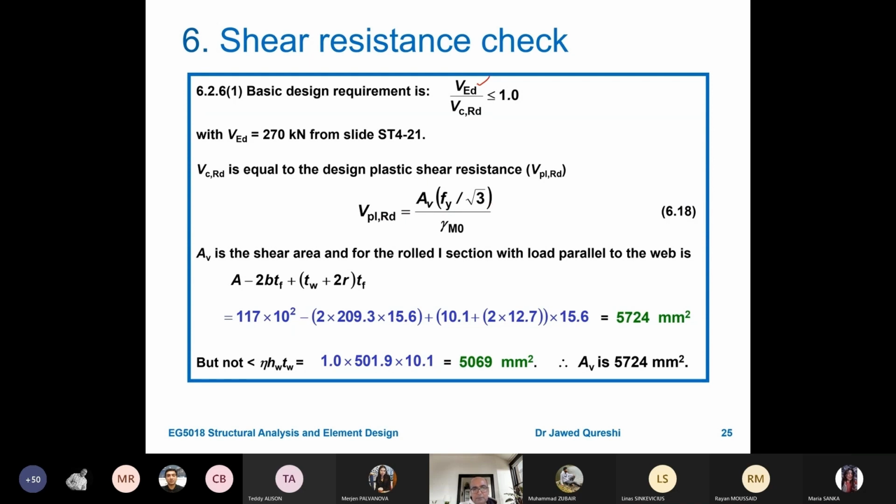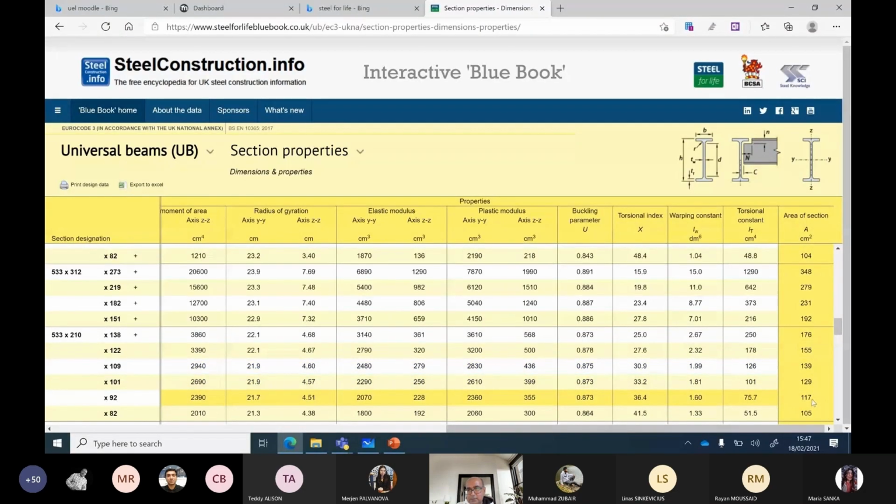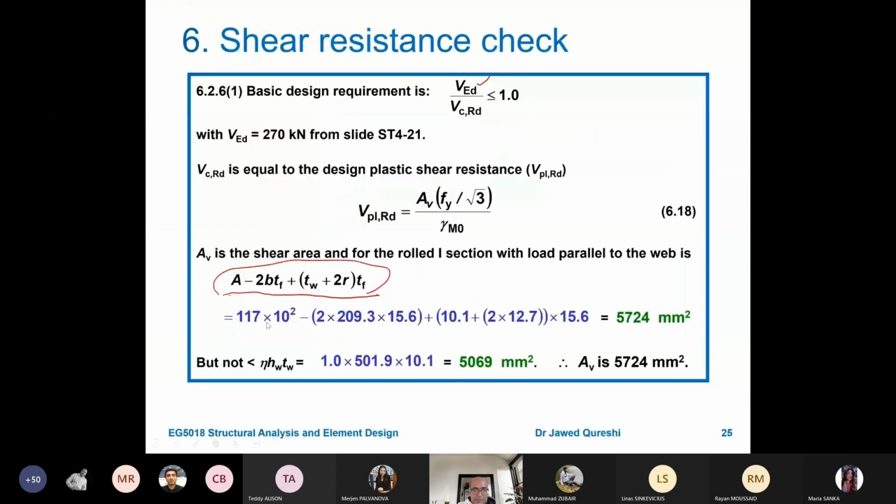f_y is the material strength. For our section, the area is 117 centimeter square. You have to convert this centimeter square into millimeter square because b, t_f, t_w, r, all these things are in millimeter. If you don't convert this into millimeter, then you will get an answer in negative, which is wrong. So don't make this mistake. Always convert it into millimeter.